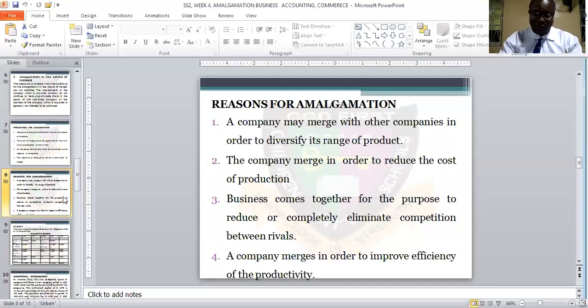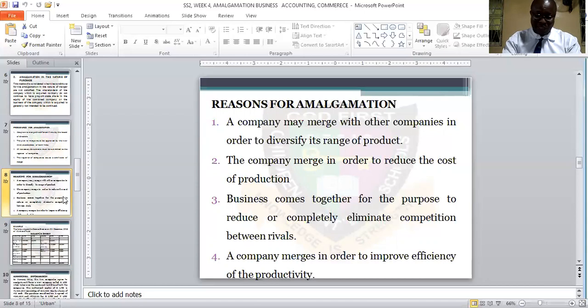Then businesses come together to reduce or completely eliminate competition between rivals. Maybe they want to eliminate a competitive firm. So A and B will come together to form AB, and they can try to eliminate company Z as a result of the coming together of both company A and company B.